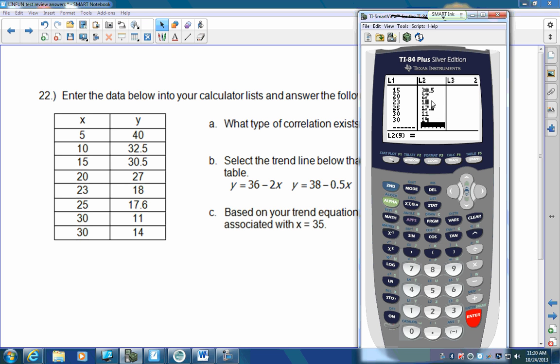Remember, after you put them into L1 and L2, we have to turn our stat plot on. See up here above y equals where it says stat plot. So I'm going to press second and y equals.